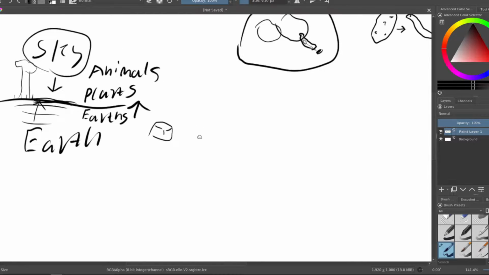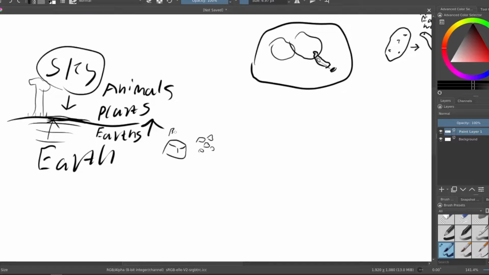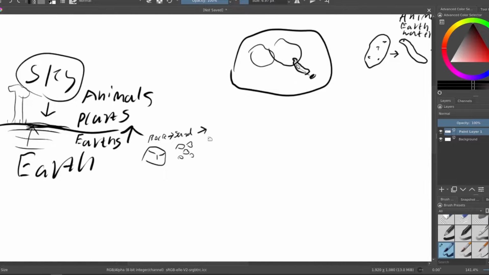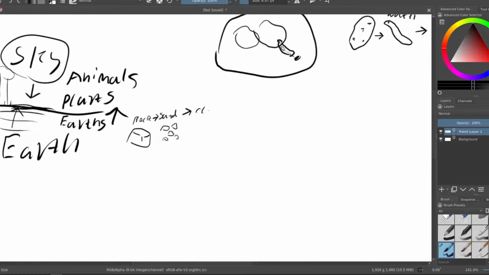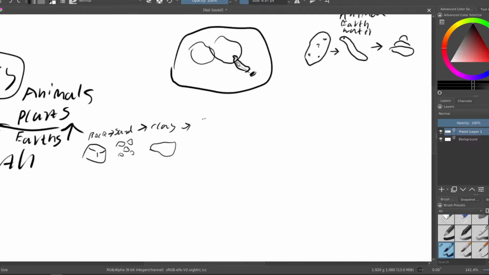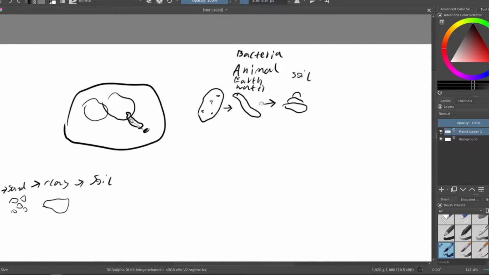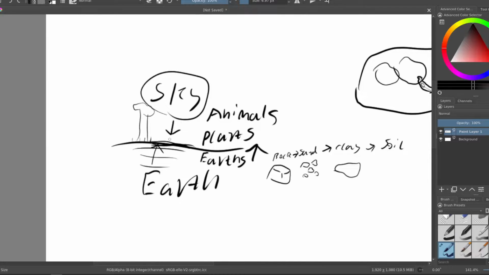From the rock into sand, into clay, into again soil. So I guess we could just have soil here. So these things both, you have this upward and downward transmutation into this plane, the middle plane of existence, which is where organic things grow from, so to speak.